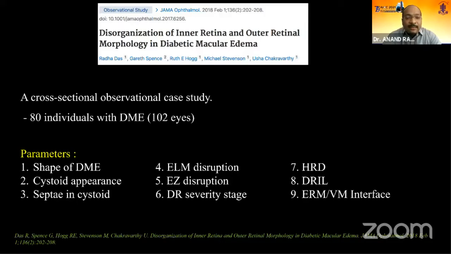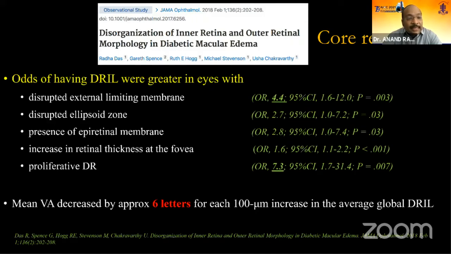Drill included the outer retinal biomarkers. So they found that the odds of having drill were greater in eyes with disrupted external limiting membrane, disrupted ellipsoid zone, presence of epiretinal membrane, increase in foveal retinal thickness, and proliferative diabetic retinopathy. But the odds ratio was strongest with disrupted ELM and proliferative diabetic retinopathy. They found that mean acuity decreased by approximately 6 letters for every 100 micron increase in the average global drill.